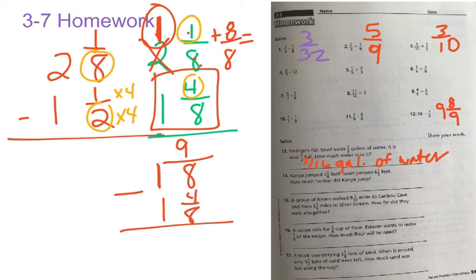And I can go ahead and subtract straight down. 9 minus 4 is equal to 5. My denominator stays the same, so it's 8, and 1 minus 1 is nothing. So I'm left with 5/8. So how much sand was lost along the way? 5/8 ton of sand.